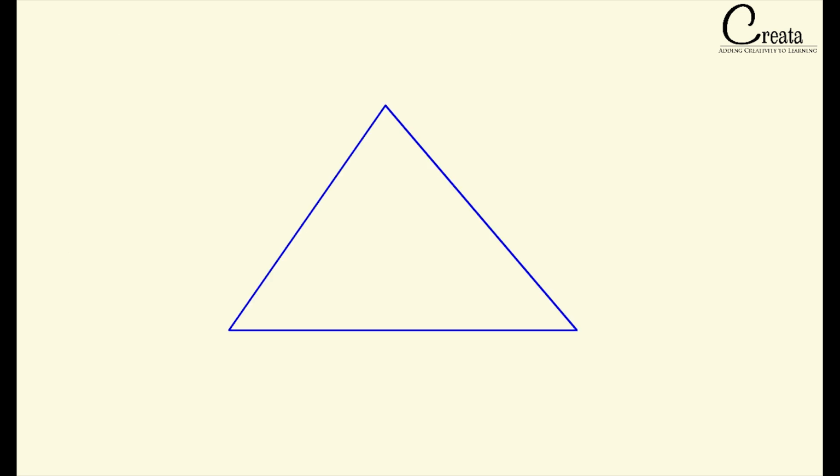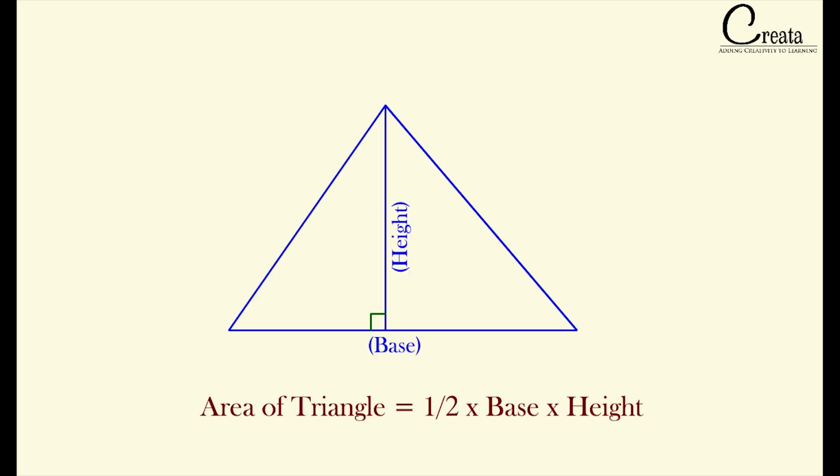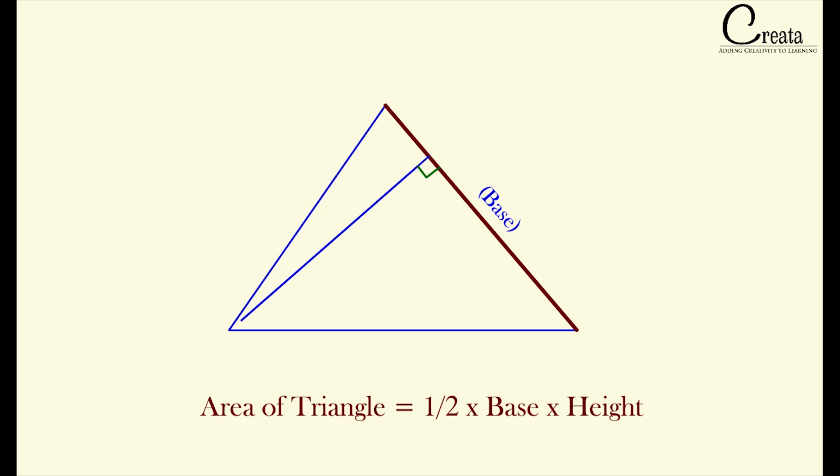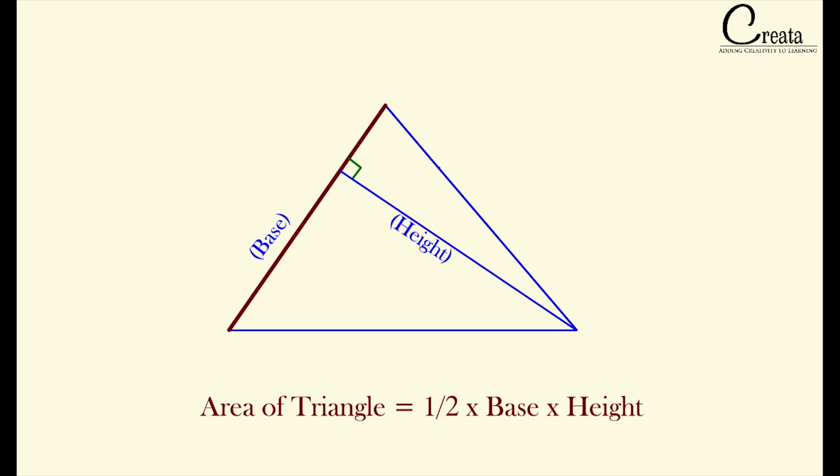Let's take a normal triangle. Its area will be half into base into height. This side we have assumed as base. If we assume this side as base, then this perpendicular distance will be the height. Similarly, if we assume this as base, then this will be height. This is in similarity with the fundamental of height that we have covered in the parallelogram area case.